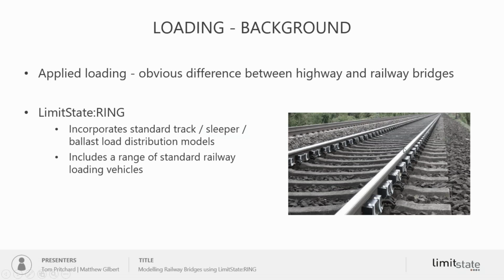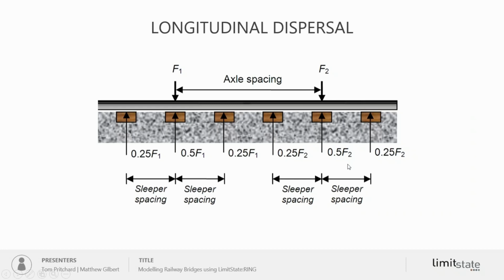In terms of the loading, then that's a clear differentiator between highway and railway bridges. And the software incorporates a standard model for distribution of load through the track. And also the software includes, as we've briefly seen, a range of standard railway loading vehicles. In terms of distribution through the track, the standard model is to take the load from an axle, for example F1, and assume that half of it is distributed directly to the sleeper directly underneath that axle, and then a quarter of the load is transmitted through each adjacent sleeper. So we have this quarter, half, quarter model.